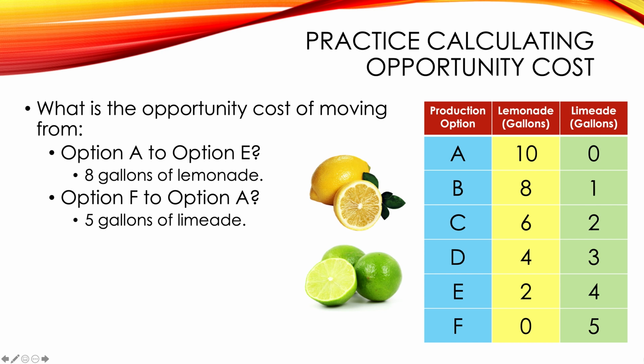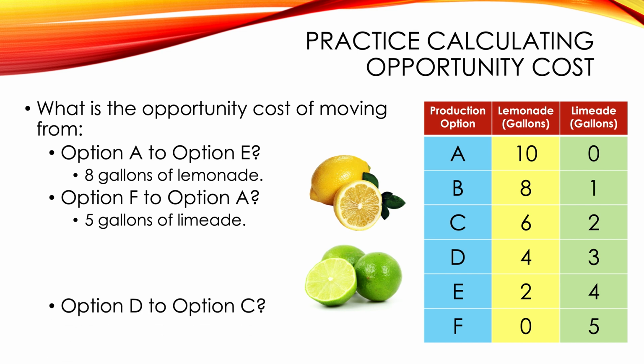So, when you were producing option F, you weren't producing any lemonade, 5 gallons of limeade. If you switch to option A, you're getting 10 more gallons of lemonade than you were before, but in order to do that, you're going to have to give up those 5 gallons of limeade. So the opportunity cost, always what you give up, is 5 gallons of limeade. So in other words, whichever number goes down from what it was, that's going to be your opportunity cost.